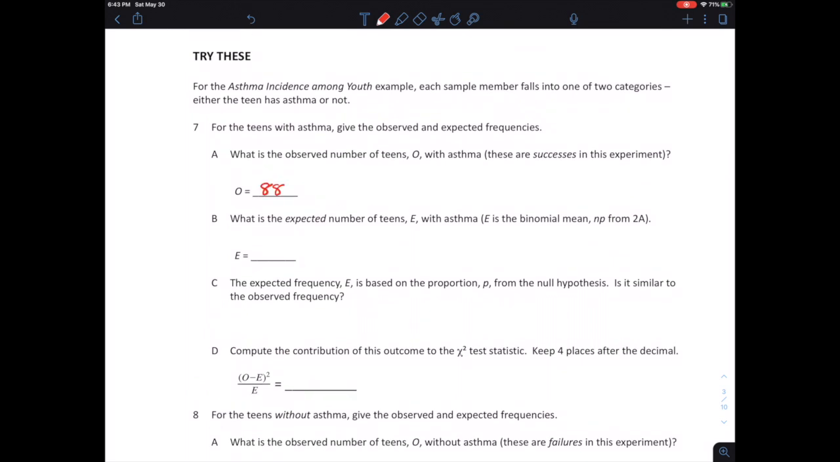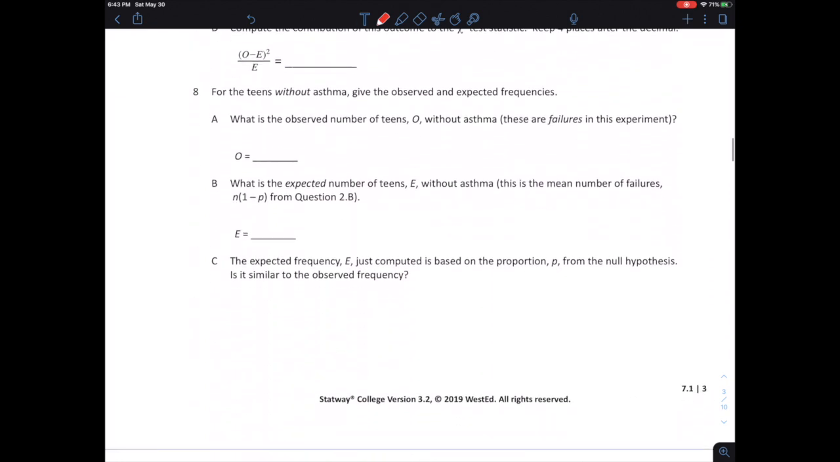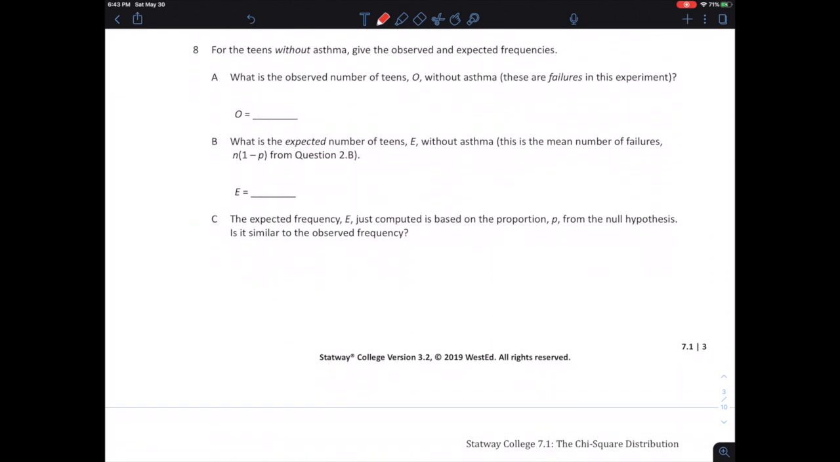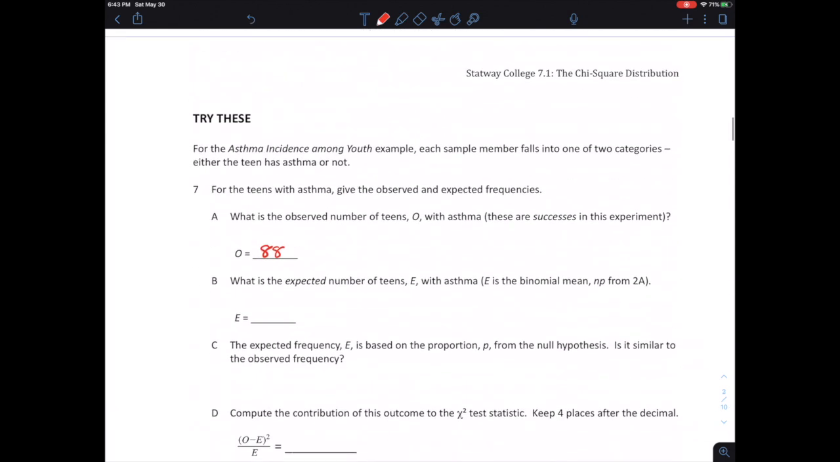Okay, and I think I want to jump down for the kids without asthma. How many were observed there, kids without asthma? Well, there were 400 boys. 88 had asthma, so if you subtract that, you get 312. That's the number of boys without asthma. All right, let's go back up.